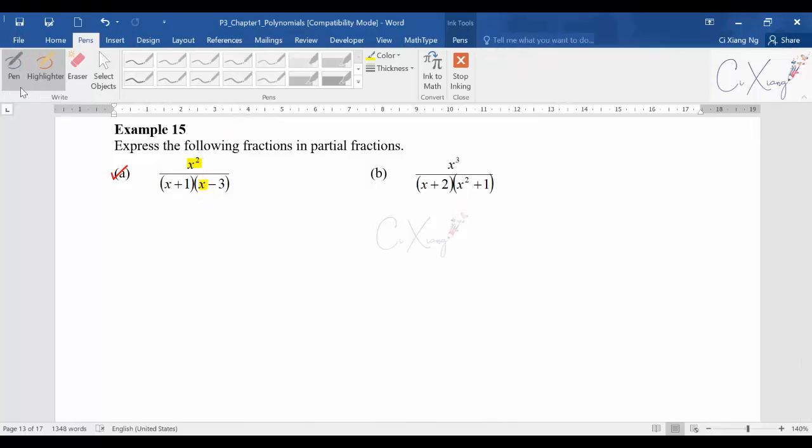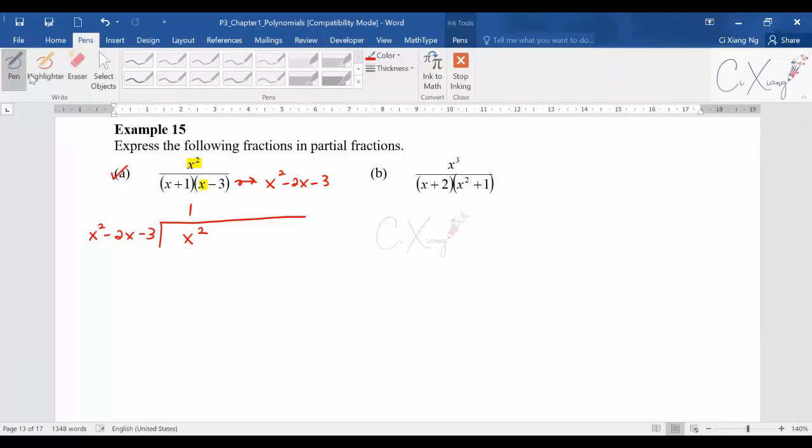Okay, so how to do the improper fraction? For the bottom part here, if you expand everything, you will have x squared minus 2x minus 3. So that means you need to apply the long division first. So the first step is long division. You have x squared here, and then you have x squared minus 2x minus 3 as the divisor. Okay, something multiplied with x squared to get x squared. So what is the something here? It should be a 1.